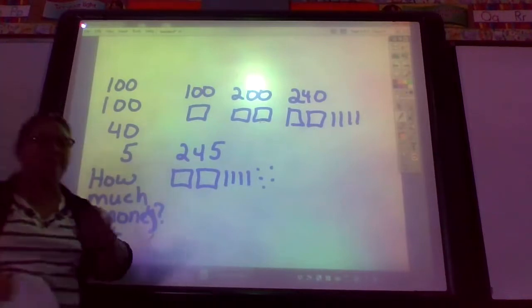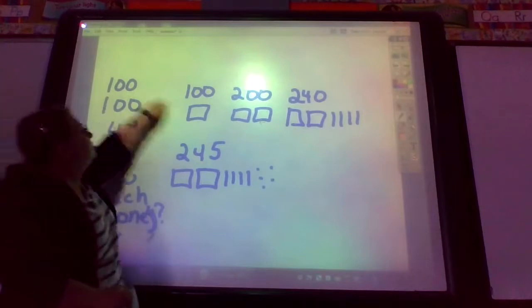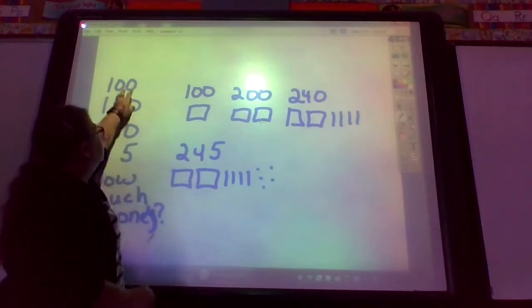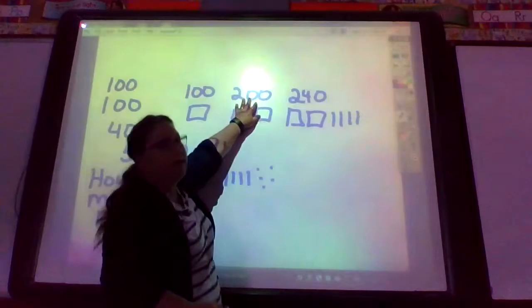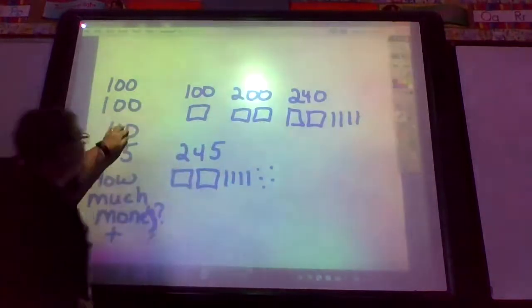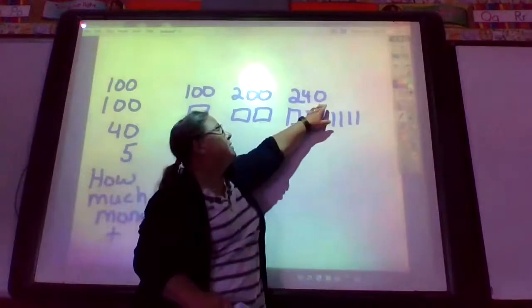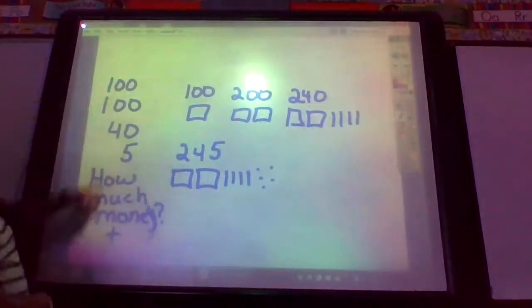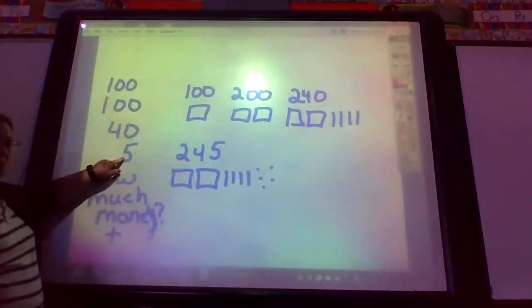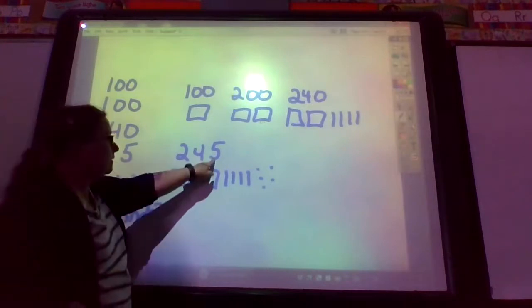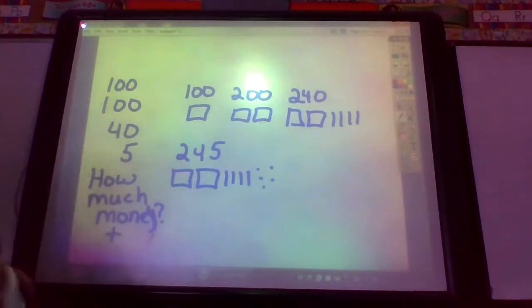So, to write your sentence on the back side, let me make sure everybody understood that. Here's this 100. These two hundreds together are right here. Then I added this 40 because this is a tens number, and I put it in a tens place. Then I added this 5, that's a ones number, here. That's how I got my answer.